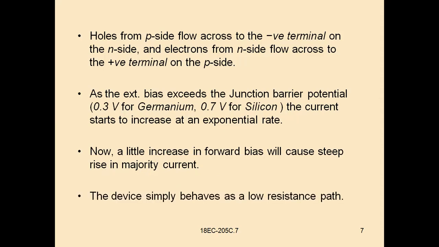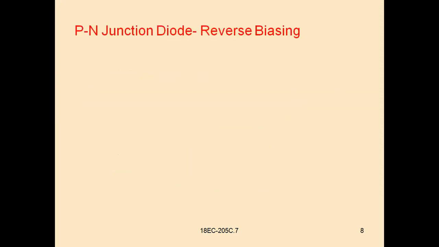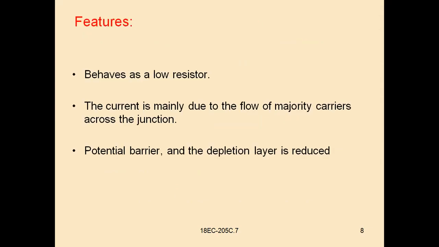The device simply behaves as a low resistance path. Here in this forward bias, the PN diode will behave simply as a low resistance path. First, let us see the features. It behaves as a low resistor. So where there is a low resistance, what are we going to observe? We are going to observe maximum flow of current.